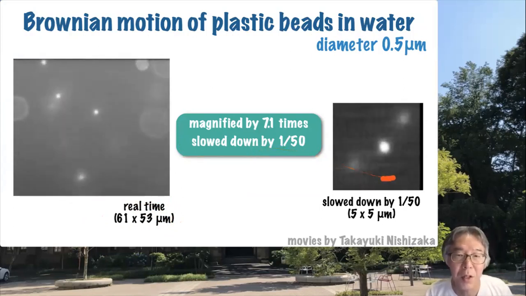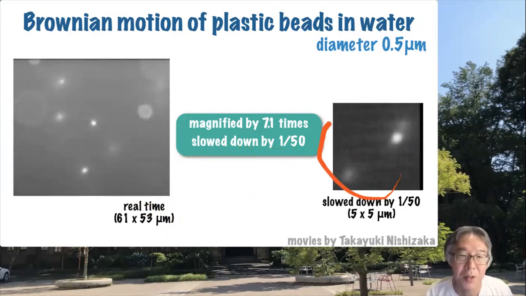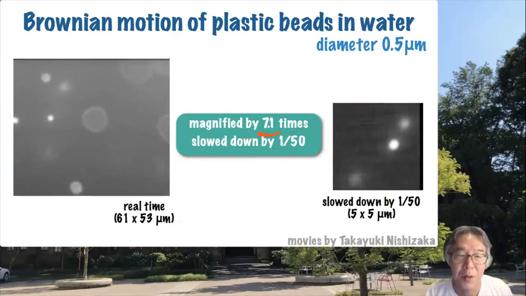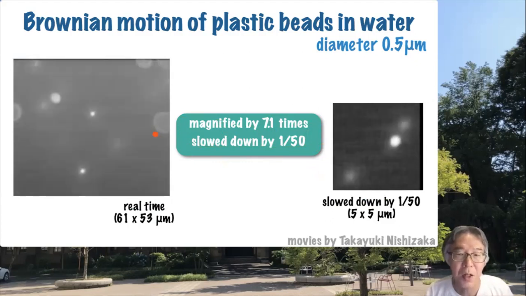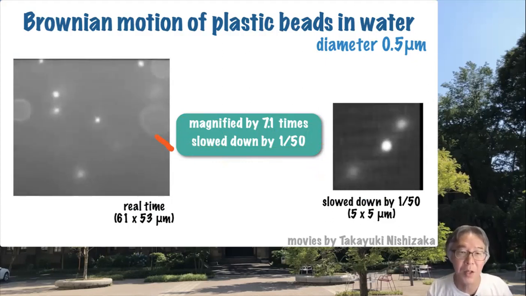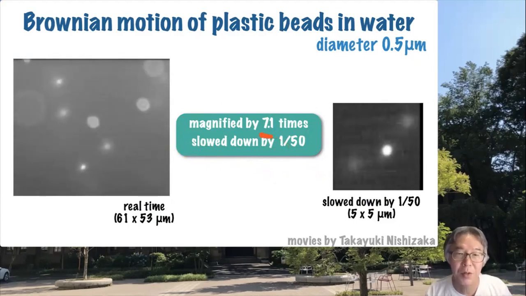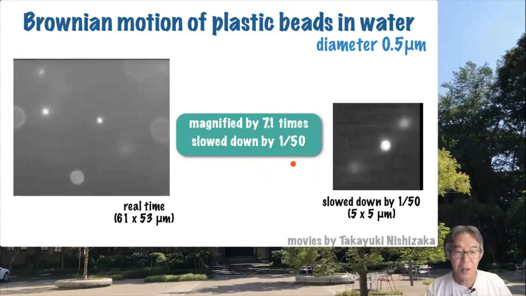And here, Takayuki showed basically the same thing, but he magnified this by 7.1 times. At the same time, he slowed this down by a factor of 50. Then we see that this motion and this motion are qualitatively very similar to each other. So this shows this particular scaling behavior of Brownian motion, because 7.1 is actually the square root of 50. Okay, so this was the movie.